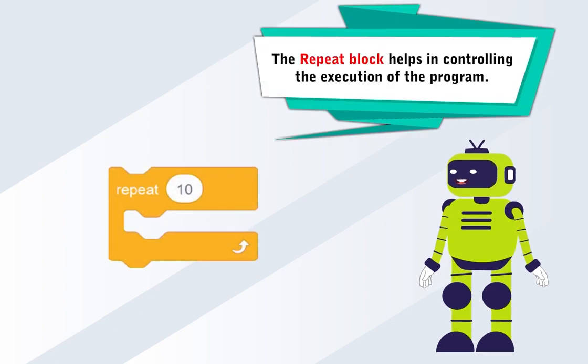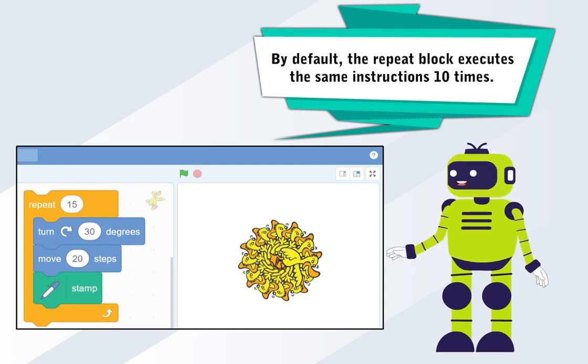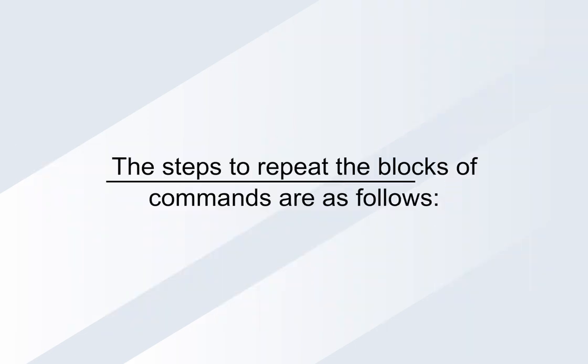Repeat block. The repeat block helps in controlling the execution of the program. We can repeat the actions of the sprite as many times as needed. By default, the repeat block executes the same instructions 10 times. The instructions held inside the block are repeated for the specified number of times as mentioned in the block. The steps to repeat the blocks of commands are as follows.